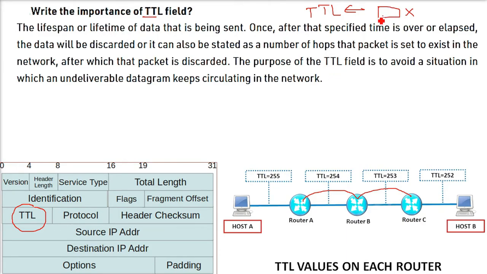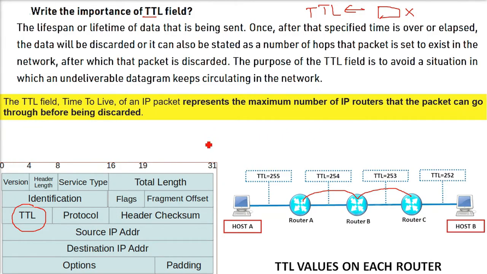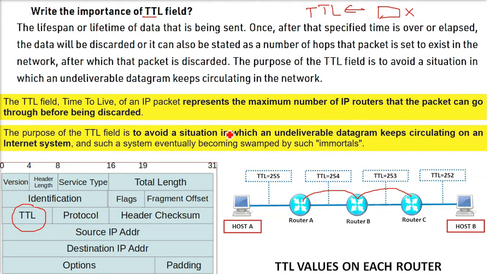Why? Because there are so many networks and so many packets roaming around. They are dropped by the routers and different electronic devices. So the purpose of TTL is to avoid a situation in which an undelivered datagram keeps circulating in the network, those which we call immortals. The purpose of TTL, time to live, is to avoid a situation in which undelivered datagrams keep circulating on an internet system and swamp the network.